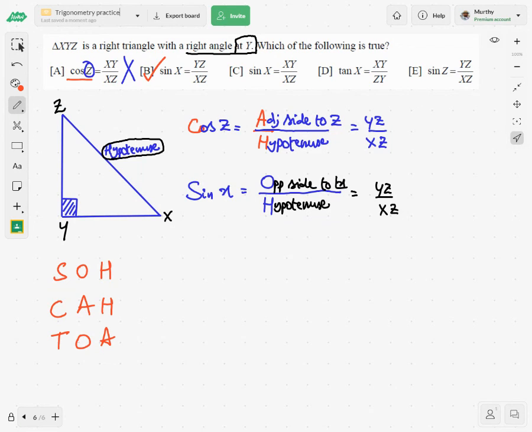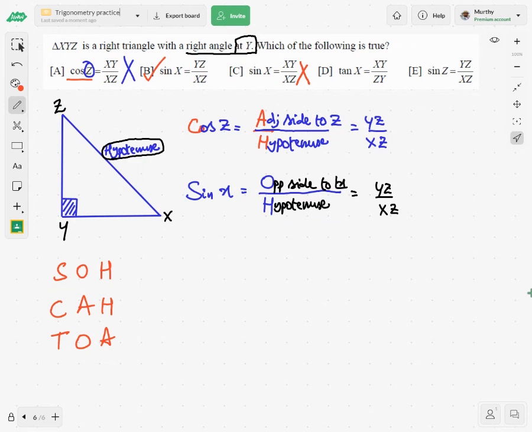Of course, I did not check the remaining three because I got the answer. Therefore, I need not check the other values. But still, if you'd like to, you can check them. Next one is sin X. I already checked what sin X is, and I see that it is YZ over XZ. Is it matching with this one? No, it is not matching. So I can strike out this one.